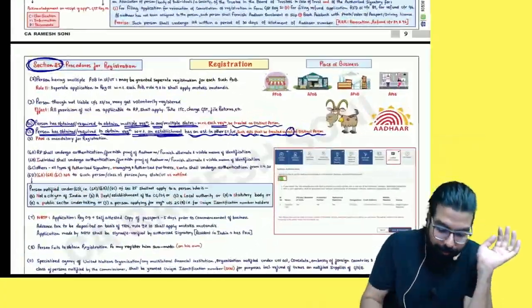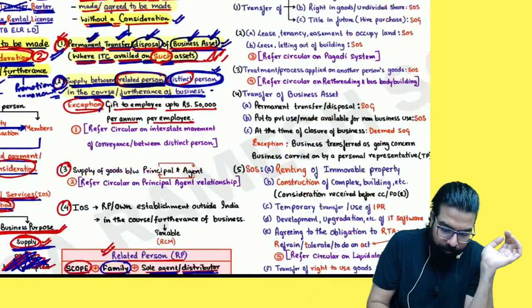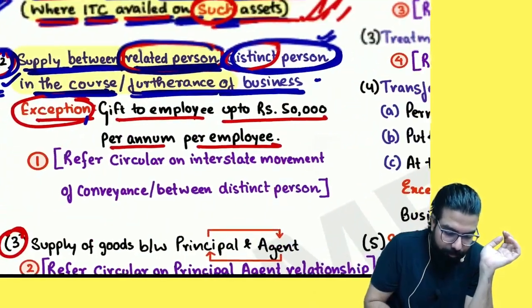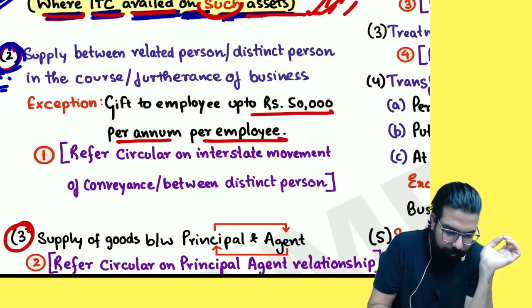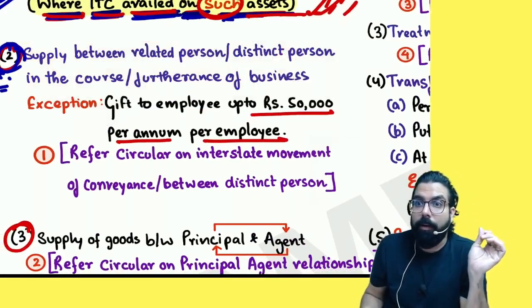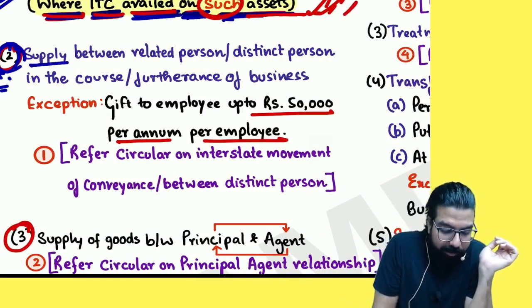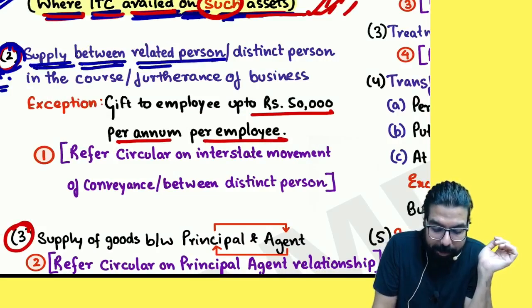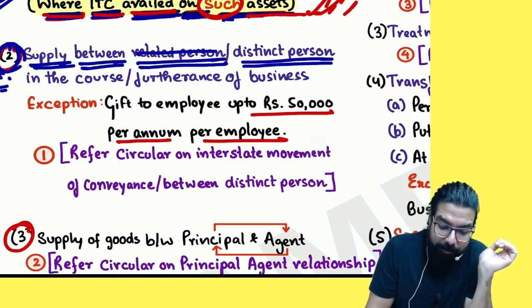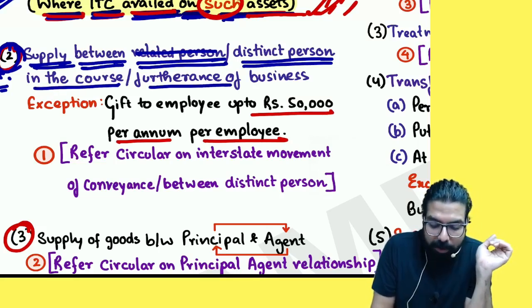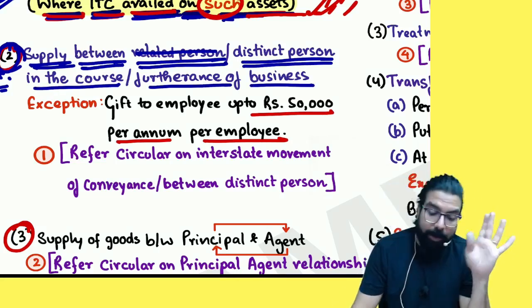What they are telling now? Everyone here. Supply between related persons, already done. Supply between distinct persons in the course or furtherance of business will be considered as what, everyone? Supply.